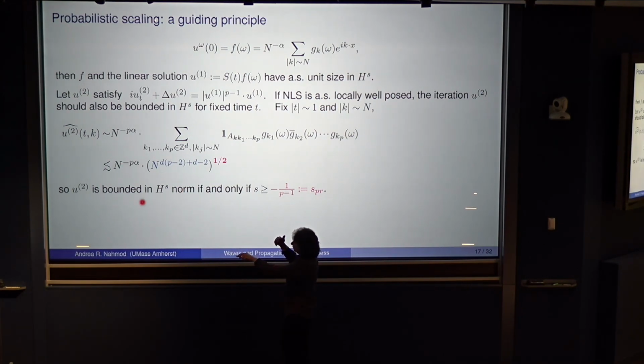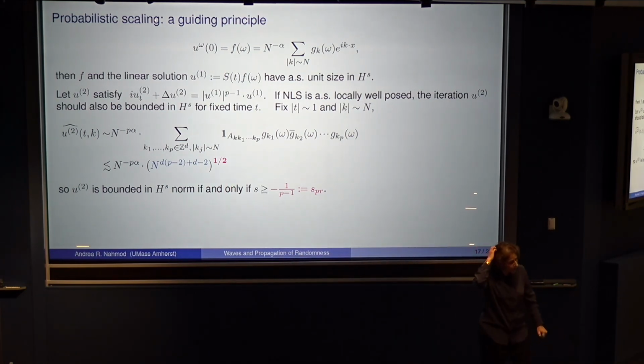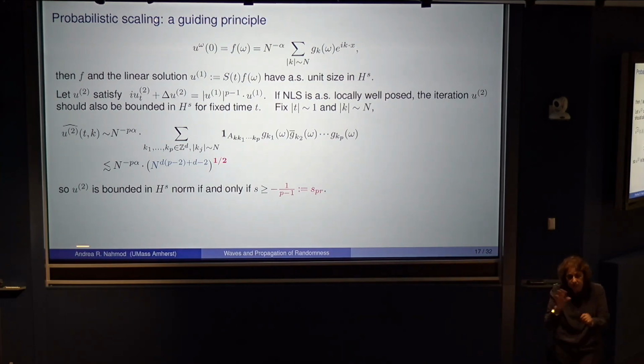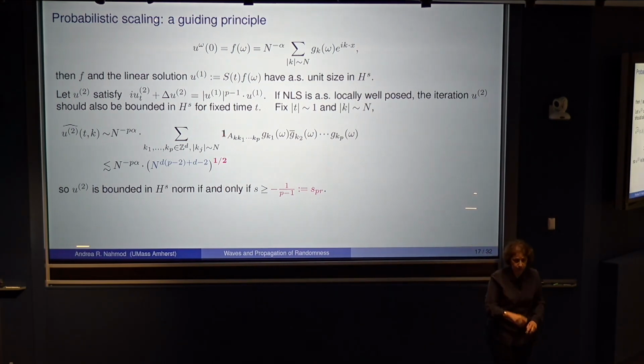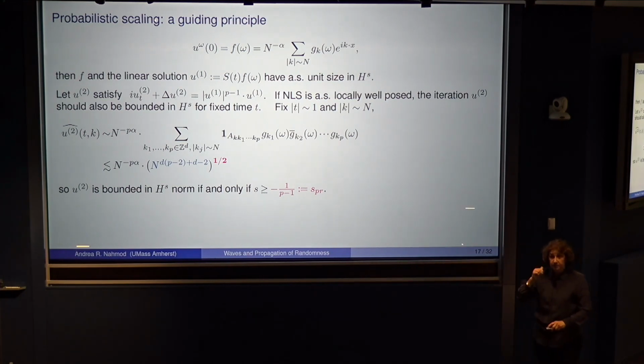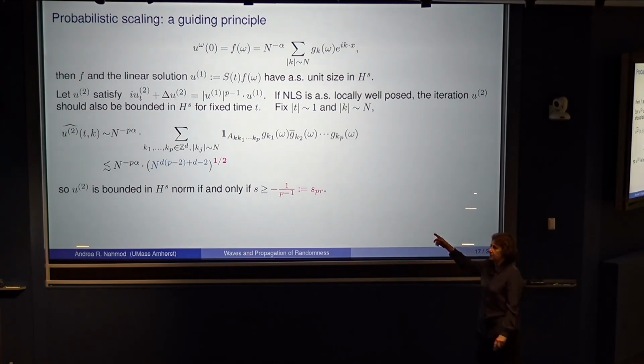And then you are in HS if and only if the s that you have is bigger than -1 over p minus 1. And this is what we call the probabilistic scaling. There's no dimension here. If these were all ones, if you don't have random variables here, if all of these are numbers 1, you don't get this 1/2 gain. And the number that you get here is exactly the deterministic scaling I showed you before.